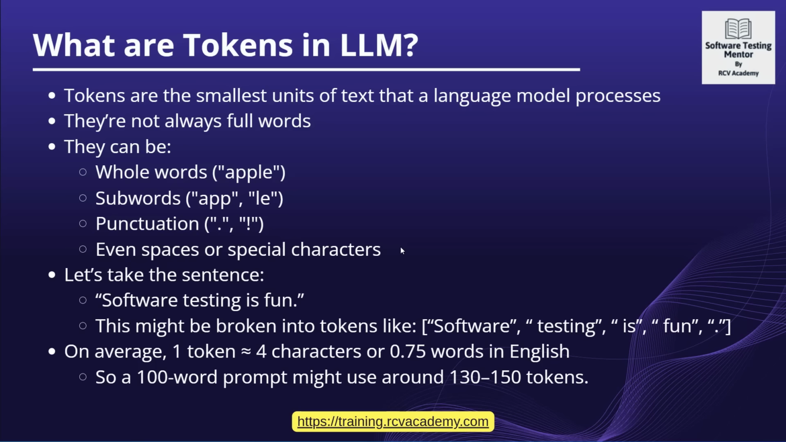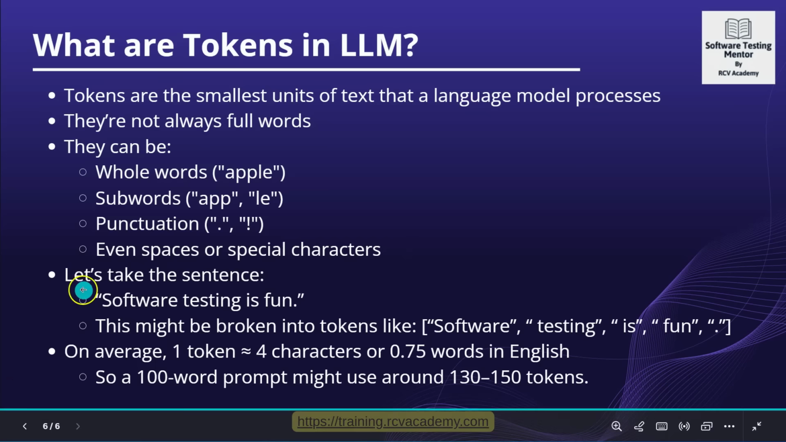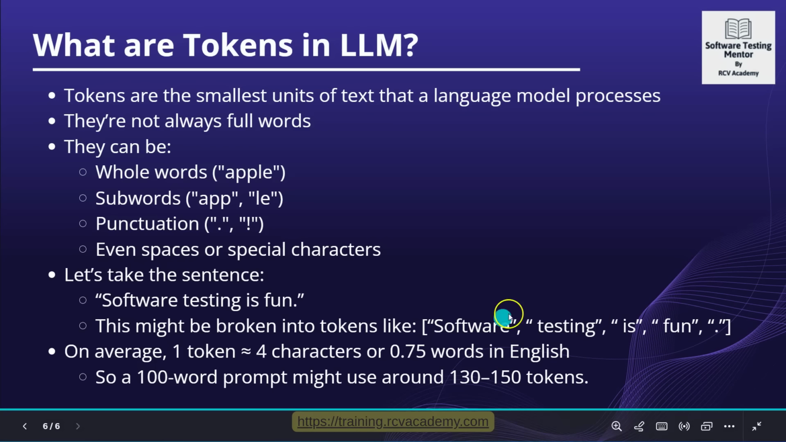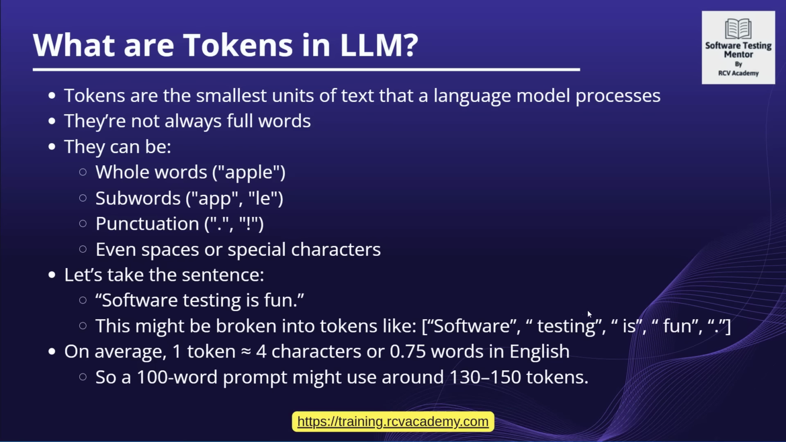So usually 4 characters of a word are considered as one token. Now for example, let's take this sentence, software testing is fun. This might be broken into tokens. For example, software can be a whole word as a token, testing, is, fun, and then the full stop can be another token. So consider 5 tokens in here, but ideally, on average, one token is 4 characters only. So there will be more tokens in this sentence.